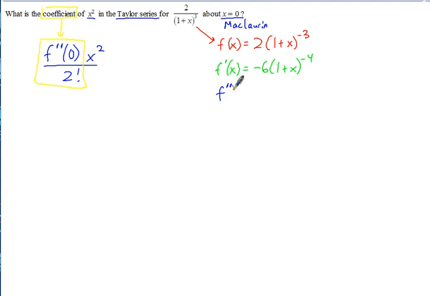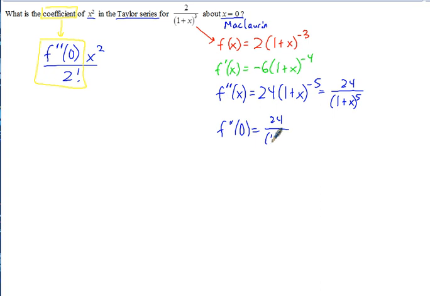F double prime of x. Negative 4 times negative 6. That would be 24. Notice using the chain rule here, it just multiplies by 1, so it doesn't affect it. So then 1 plus x to the negative 5th. So if we simplify that, that's 24 over 1 plus x to the 5th. And then if we plug in 0 into that, we get 24 over 1 plus 0 to the 5th. So that's just 1 to the 5th, so we get 24. So that's our f double prime of 0.